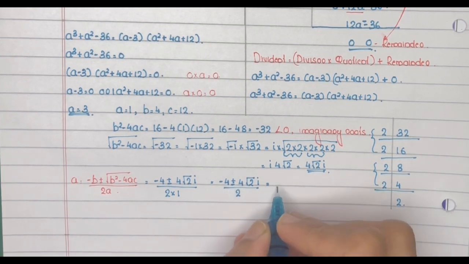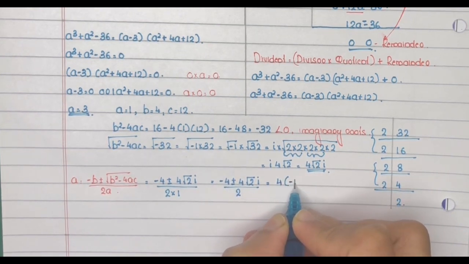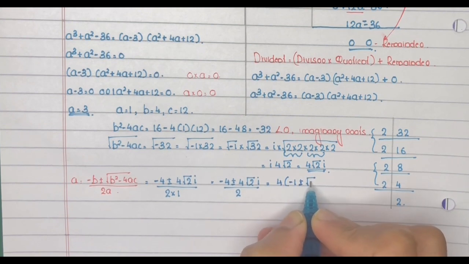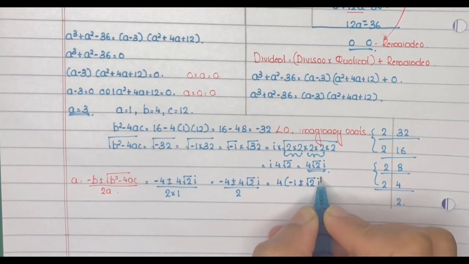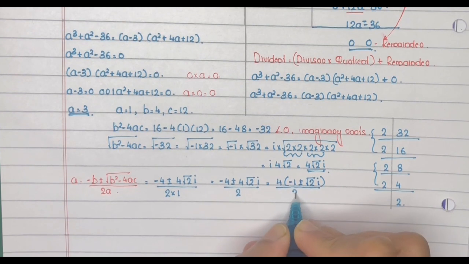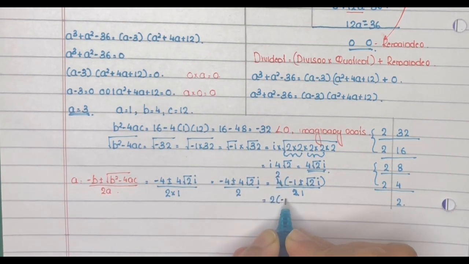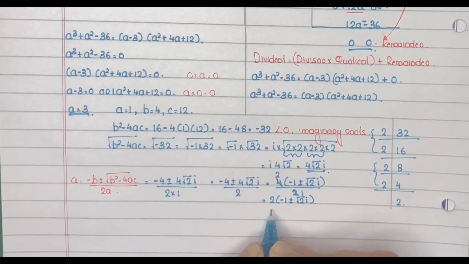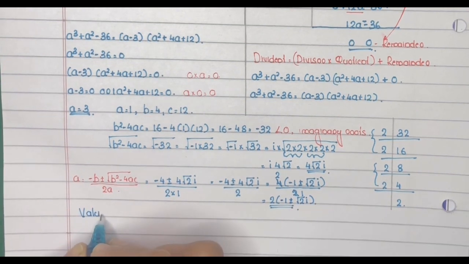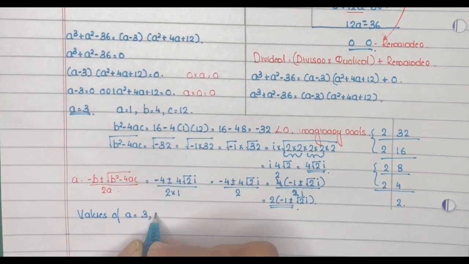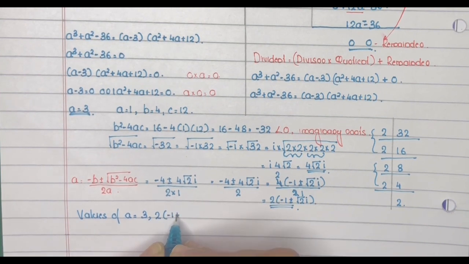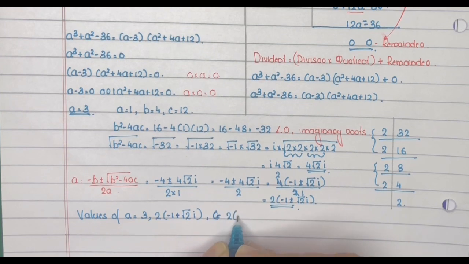4 is common, take it out. 4 into minus 1 plus or minus root 2 i by 2. Here 2 is common, cancel it. Equal to 2 into minus 1 plus or minus root 2 i. So 3 values of a. First one 3, 2 into minus 1 plus root 2 i, and 2 into minus 1 minus root 2 i.